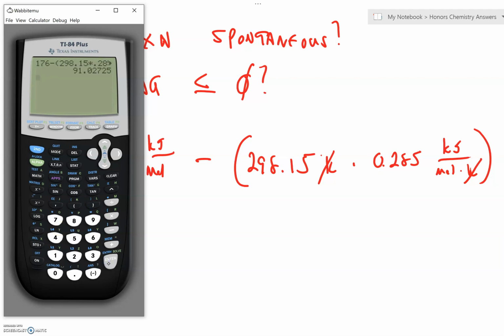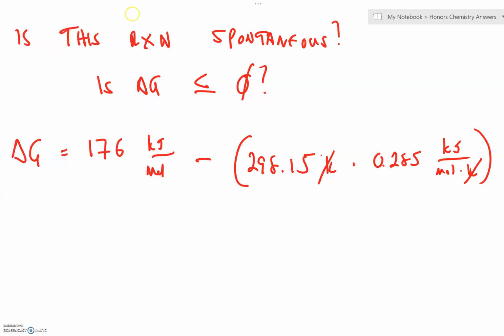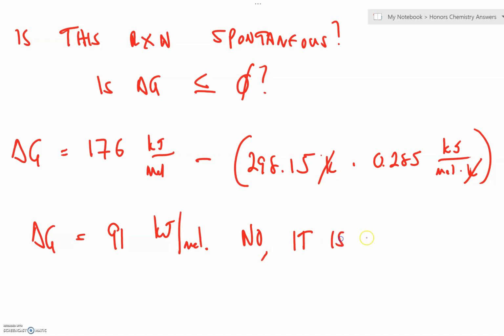Our answer is 91 kilojoules per mole. Is the reaction spontaneous? Delta G is 91 kilojoules per mole. No, it is not spontaneous. Okay, we're going to call that part 1, and I'm going to explain what we're going to do in part 2.